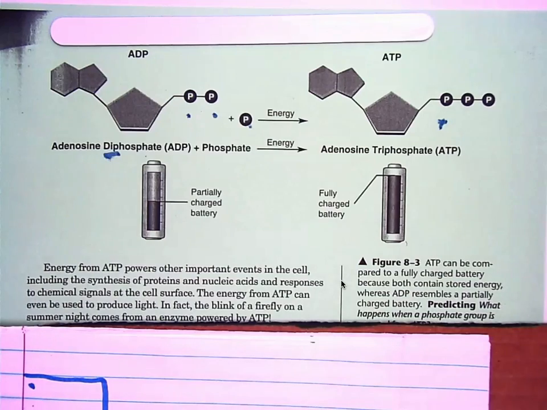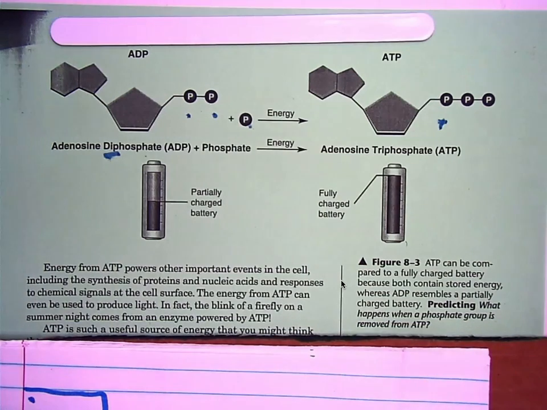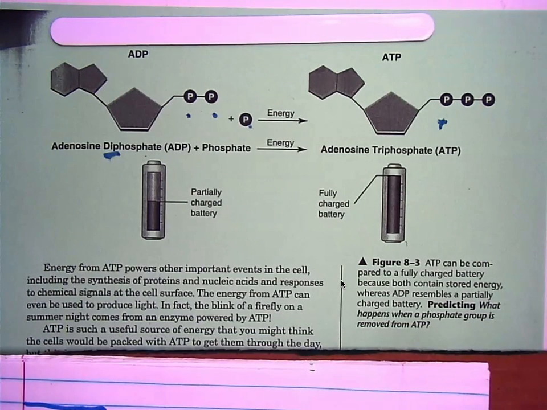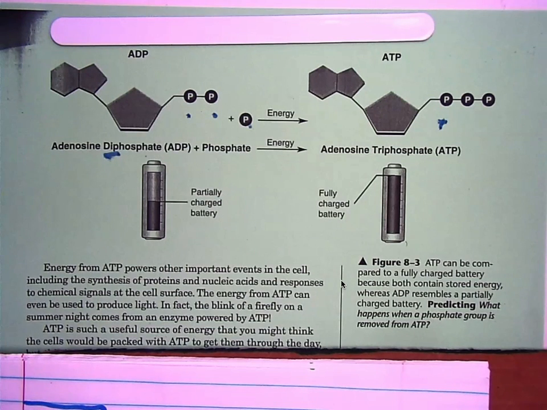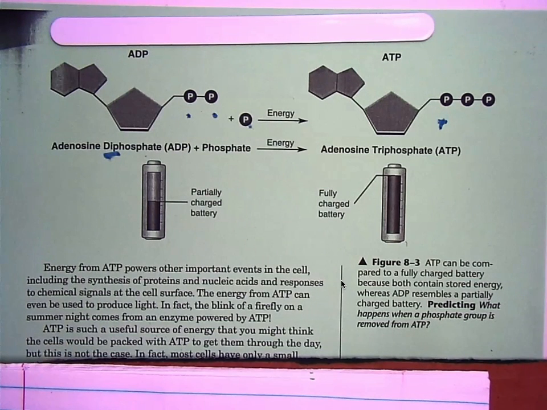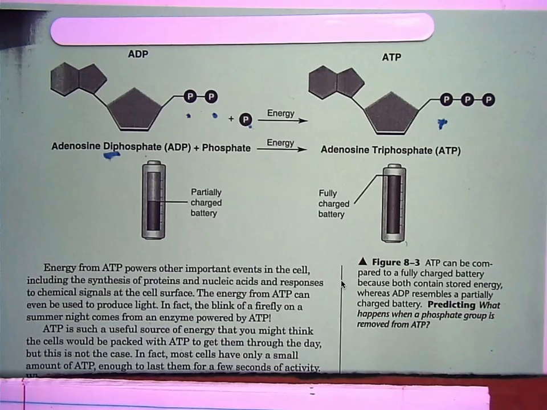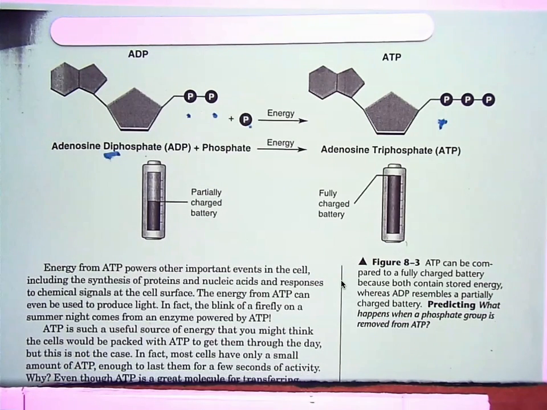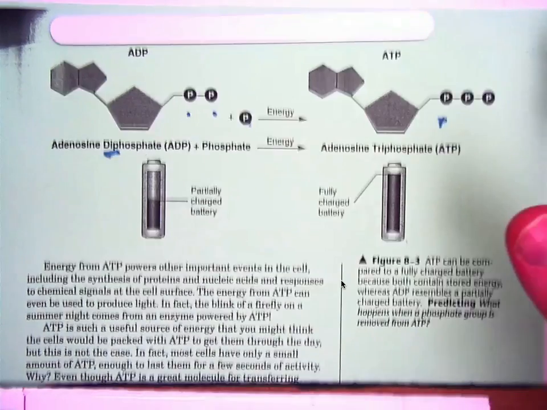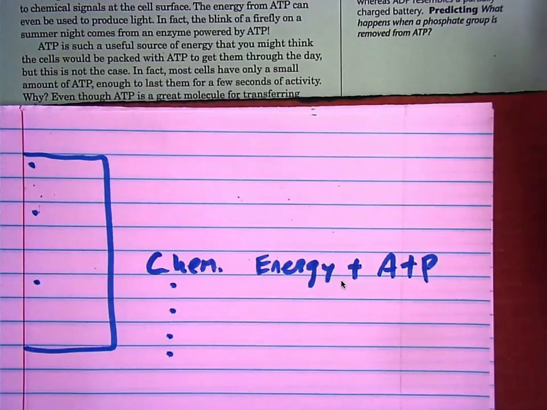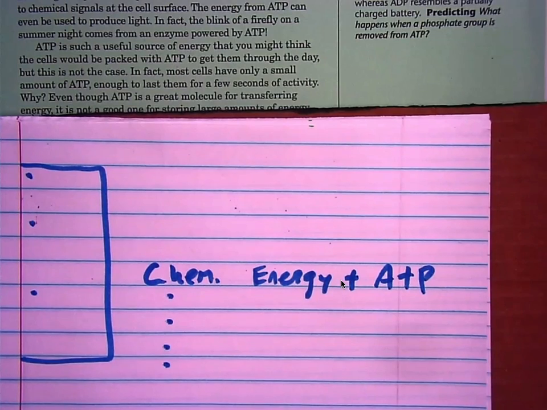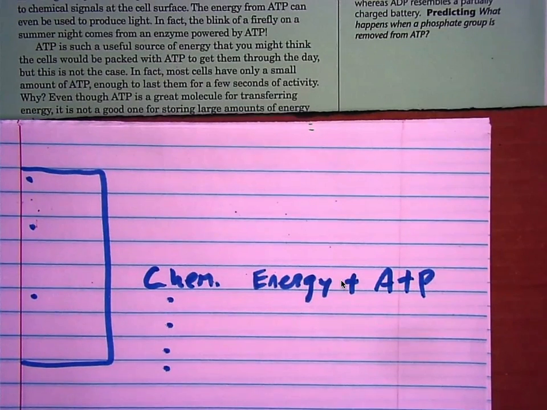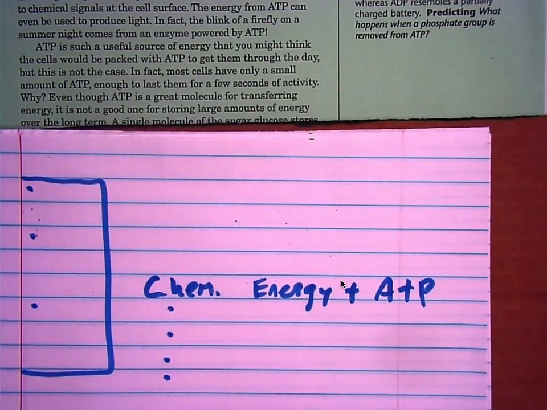Made it all. Okay, so ATP is such a useful source of energy that you might think the cell would be packed with ATP to get them through the day. But this is not the case. In fact, most cells only have a small amount of ATP, enough to last them just for a few seconds of activity. Why? Even though ATP is a great molecule for transferring energy, it's not a good molecule for storing large amounts of energy over the long term.